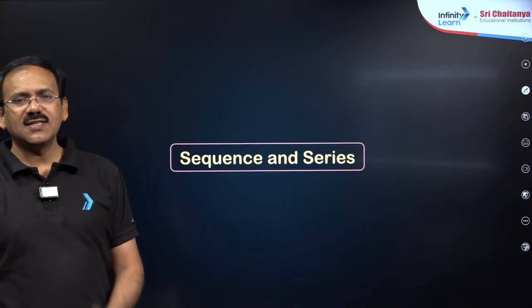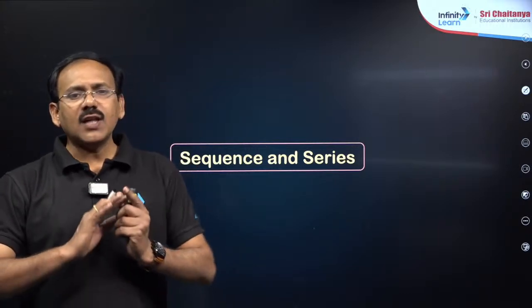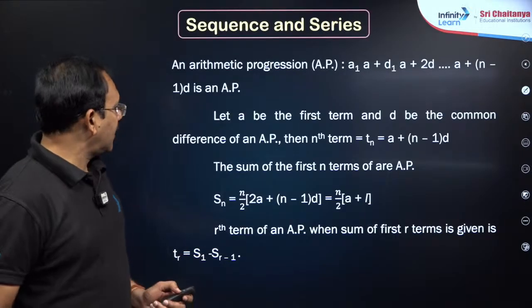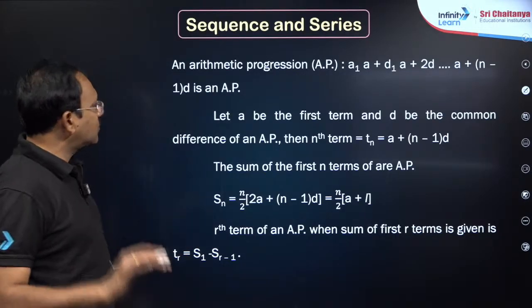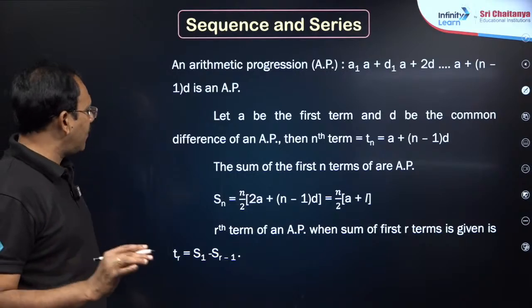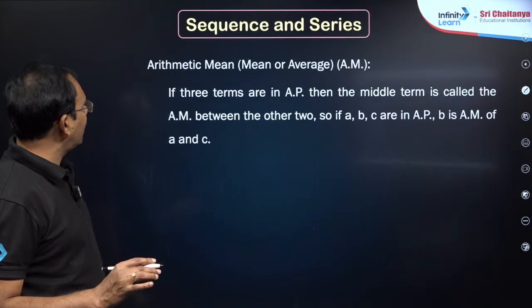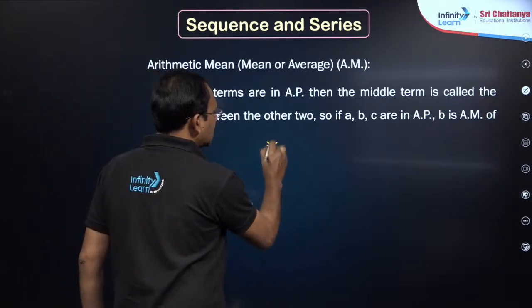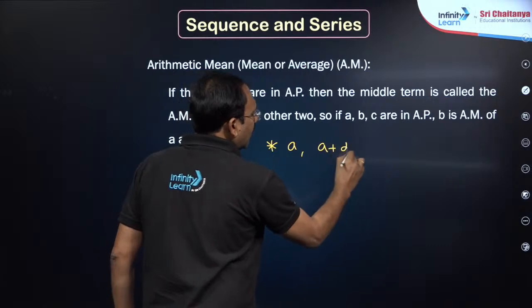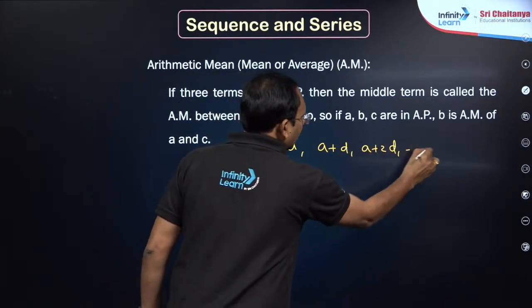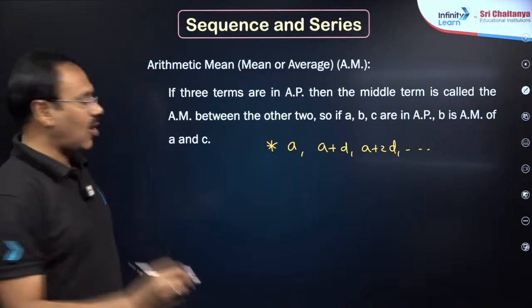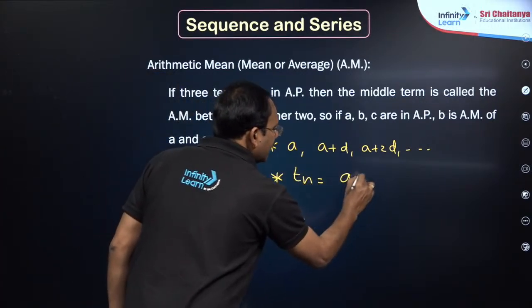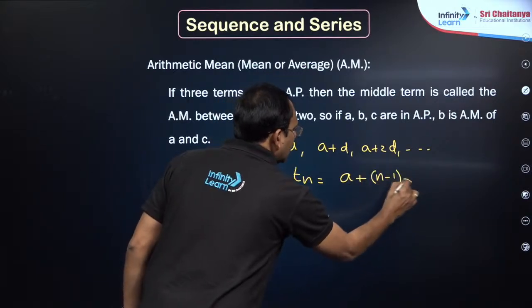So sequence and series, a simple chapter, my dear friends, with almost no formulae, but I can say a very important topic. You see, simple step: what is an AP? In an AP, what you need to know is the general form: a, a plus d, a plus 2d, and so on. a is called the first term, d is called the common difference. The nth term of an AP will be a plus (n minus 1) into d.